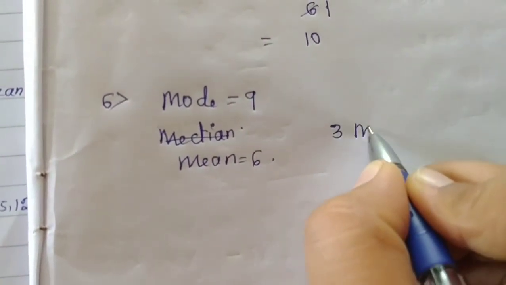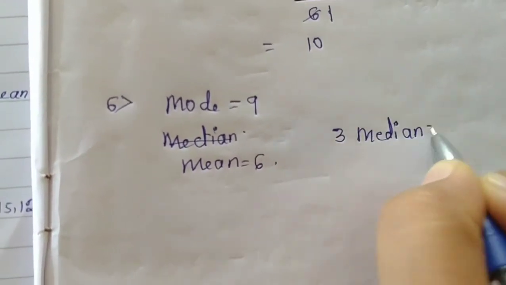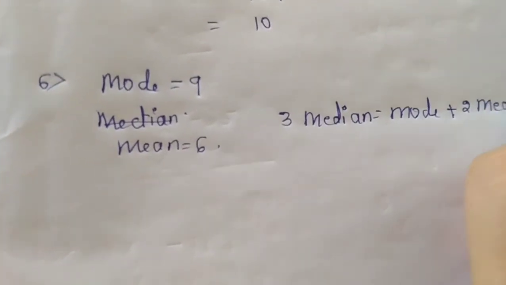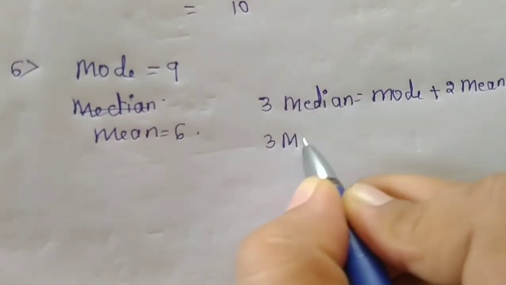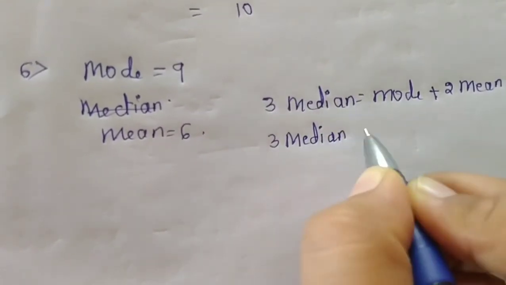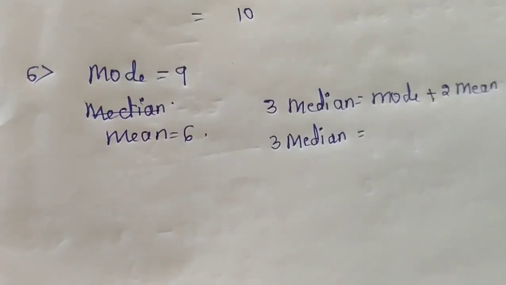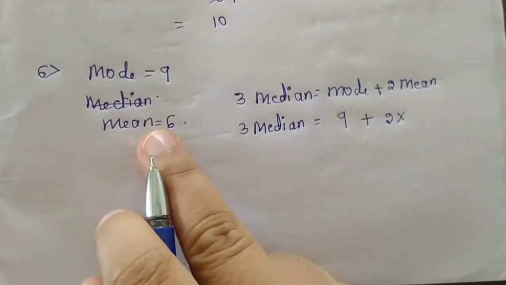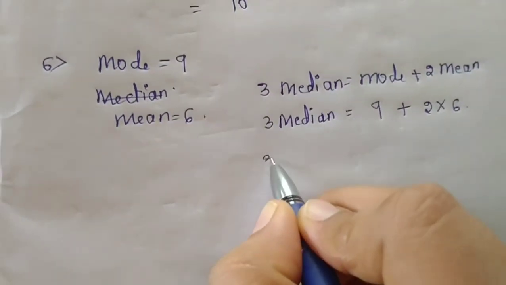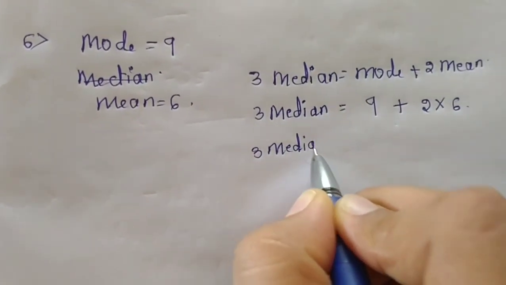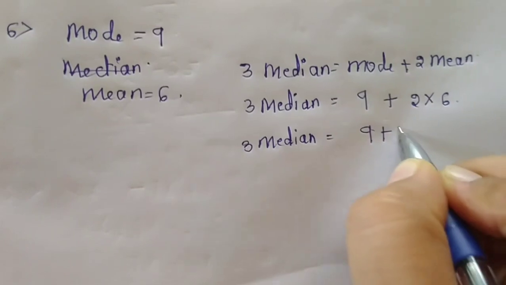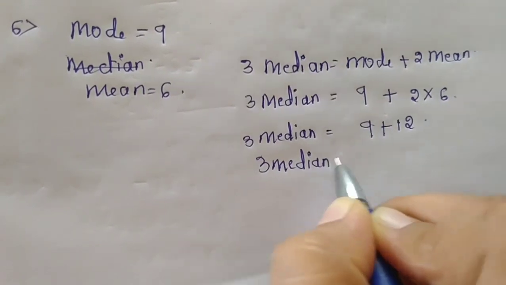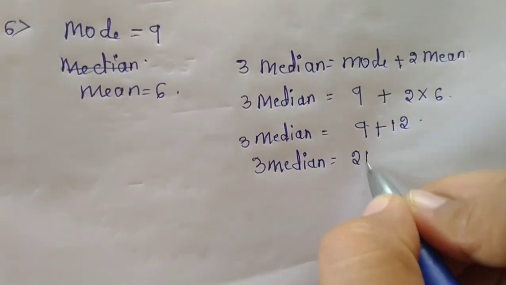So we know that relationship, that is 3 median equals mode plus 2 mean, right? So now 3 median equals mode, which is 9, plus 2 into the value of mean, which is 6. So 3 median equals 9 plus 2 sixes are 12. So 3 median equals 9 plus 12, that is 21.